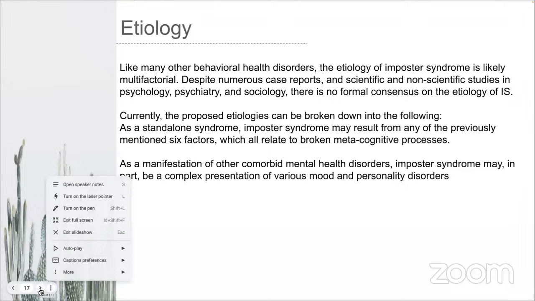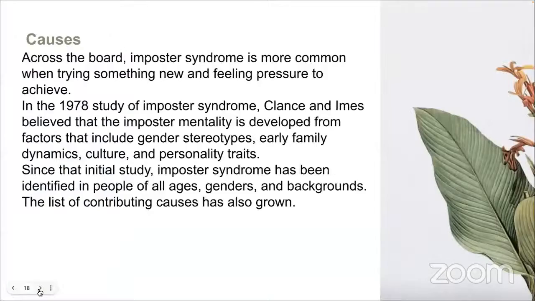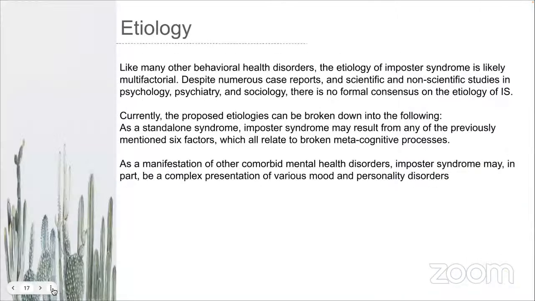Hello, everyone. This is Hadil Ahmed. I graduated from the University of Khartoum Faculty of Medicine, and I will speak today about the etiology of imposter syndrome.